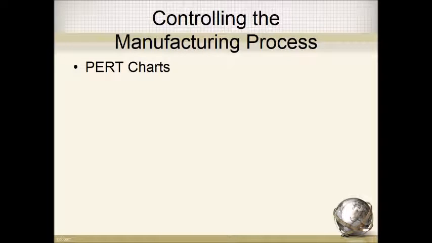Now, part of the issue involves controlling the manufacturing process. Again, if you're talking about just-in-time inventory control, or if you're talking about, okay, how do I make sure I'm using my time the most effectively, you have the use of PERT and Gantt charts to control manufacturing processes. A PERT chart is called PERT because it stands for Program, Evaluation, and Review Technique.